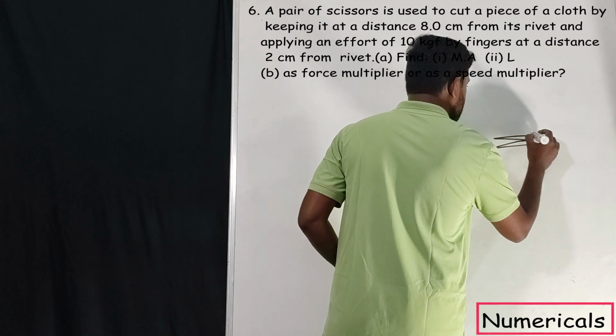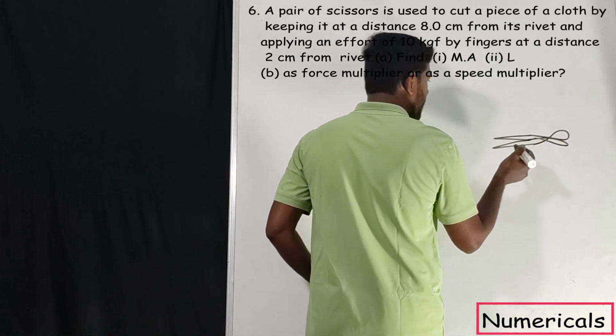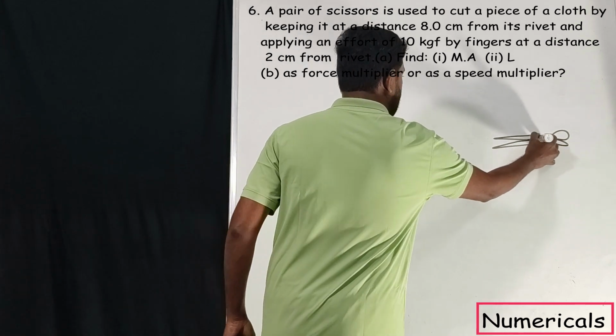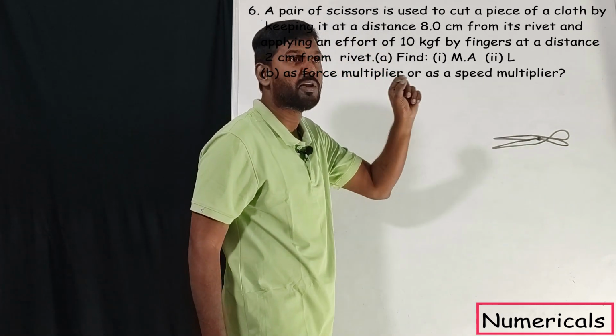Again, this we have used in one of the questions, correct? Don't worry about the diagram. I know it is very bad. See, rivet is nothing but the fulcrum. You need to understand that. Rivet is nothing but the fulcrum.